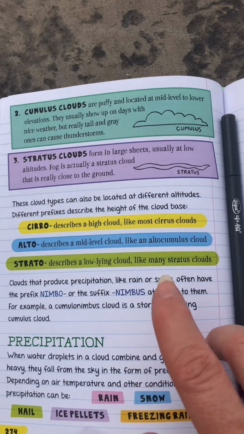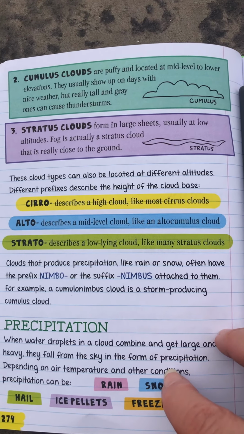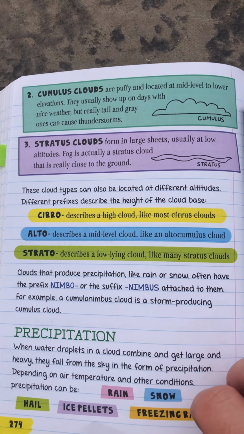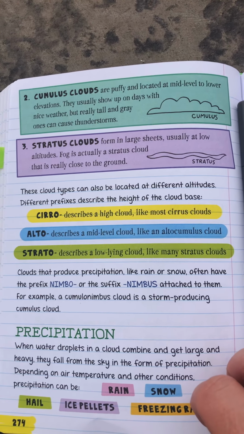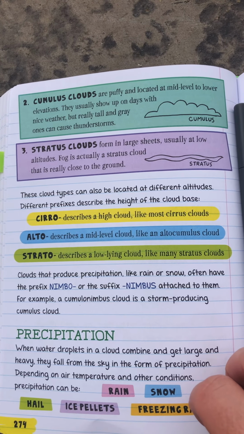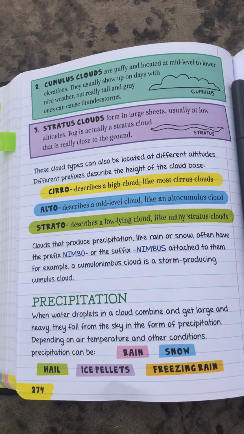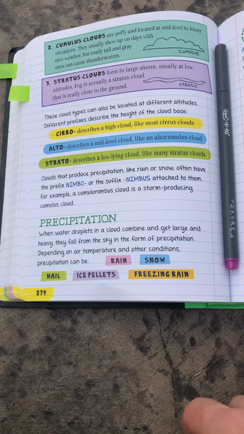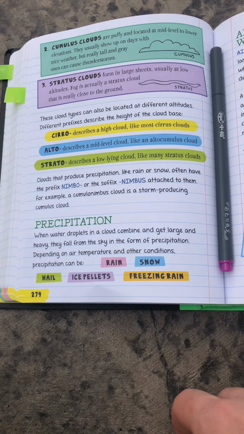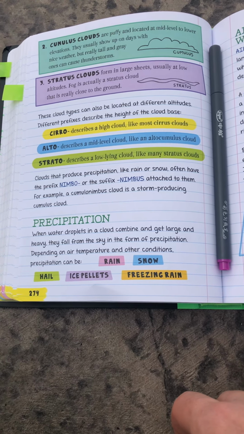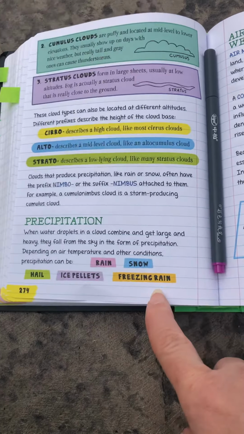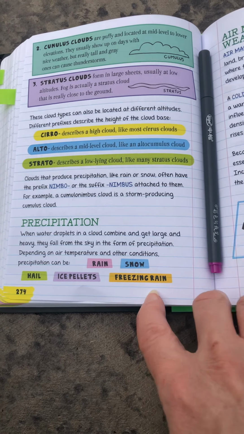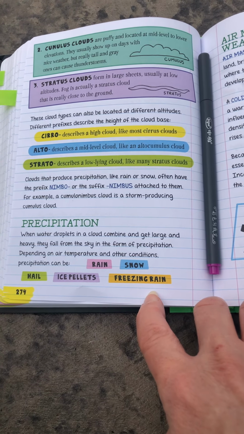And then there are some other prefixes that you can see here that I'm not really going to go through, but I will talk about this one, the cumulonimbus clouds, because those are the storm-producing clouds of the cumulus cloud, and that's what I think we're going to maybe experience today. And then precipitation is, of course, when the water droplets in the cloud combine and get large and heavy, then they fall from the sky in the form of precipitation: rain, snow, sleet, or hail.